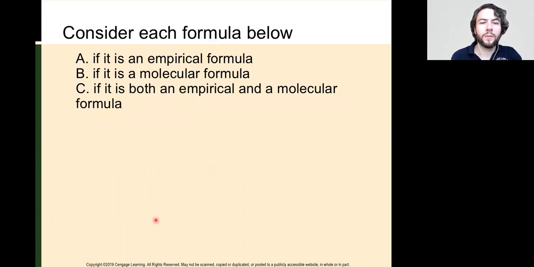So consider the ones below, if they are empirical formulas, molecular formulas, or if it's both an empirical and a molecular formula. So H2O, is it going to be an empirical formula? So we'll just write A, B, or C in the chat. If it is going to be an empirical formula, if it is a molecular formula, or if it is both an empirical and a molecular formula.